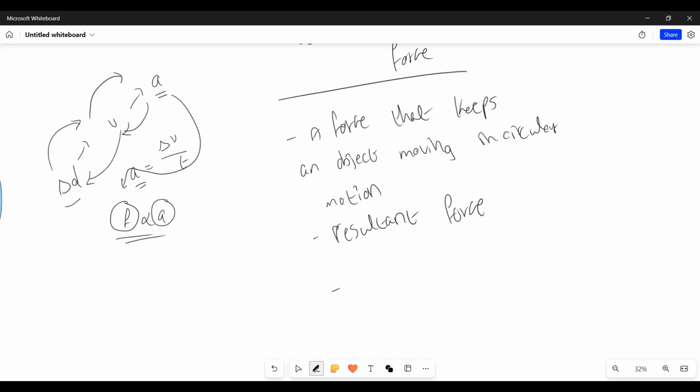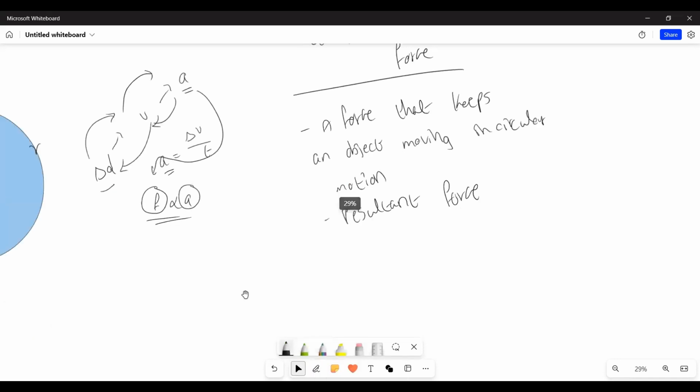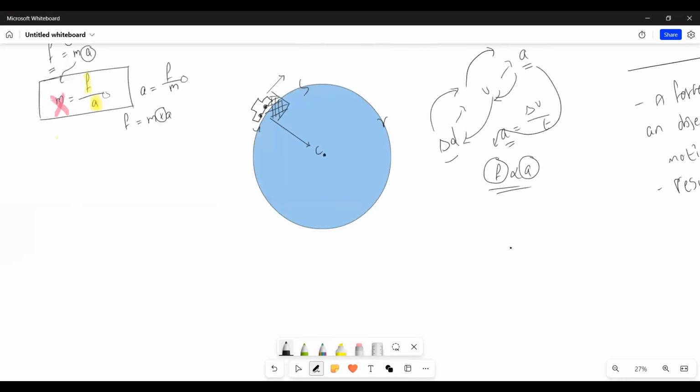I'm going to describe the motion of my car. If the question says the car is moving in a circular track, describe the motion of the car. We're going to describe the motion of the car here.